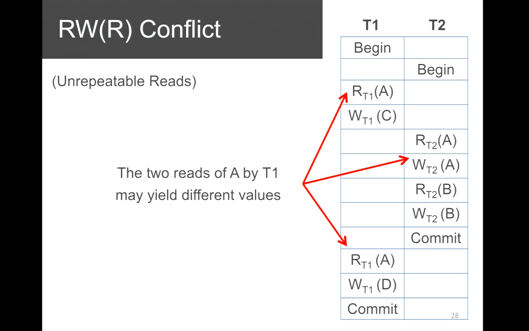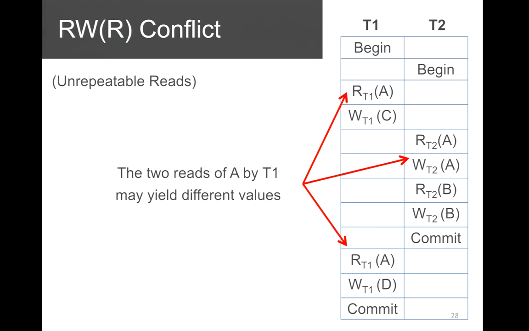T2 comes in between, reads A, writes A, reads B, writes B, commits. So what ends up happening here is that T1 is reading some value of A here, reading another value of A here, but someone else came in between and rewrote the value of A. These two values may not be the same. And so you end up having this problem called the unrepeatable read problem. You have a read followed by a write by somebody else, and then you're doing a read again. So that's why I'm calling it an RWR conflict.